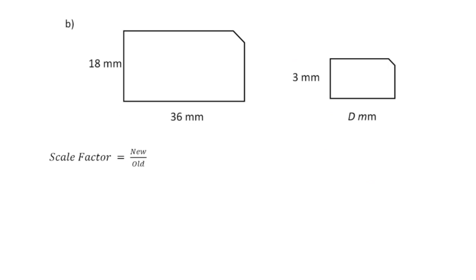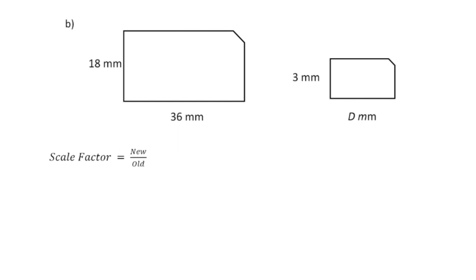Example B then, let's just go through what we're expecting. Just looking at this straight away, hopefully you'll recognize we're working from left to right here, and there's a reduction. So in my head, straight away, I'm expecting that the scale factor is going to be less than 1. It's going to be a fraction that isn't top heavy, and therefore the shape is reduced.